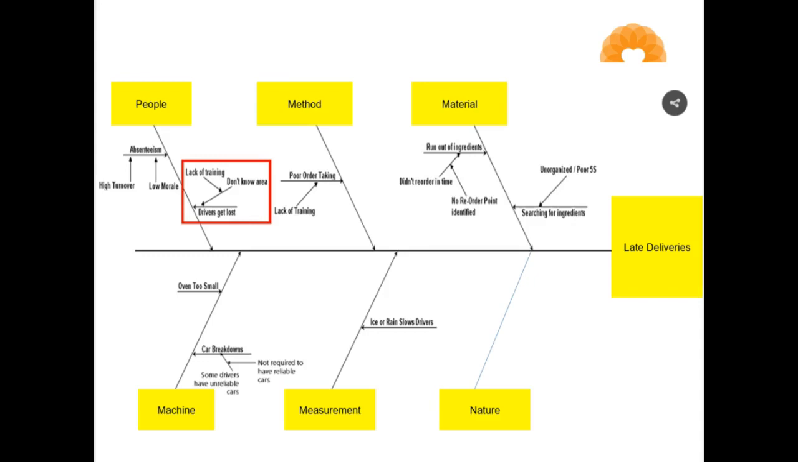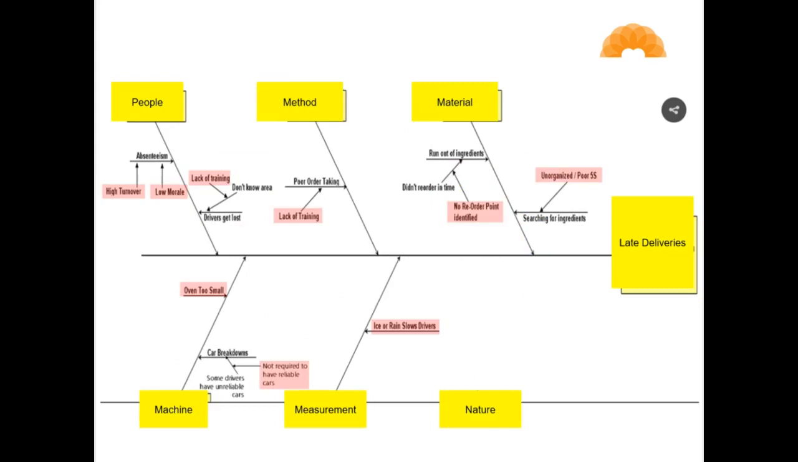And here we have a bit more detail. So late deliveries, materials were running out of ingredients. Why? Because we didn't order in time. Wow, we didn't order in time because there's no reorder point identified. Nobody has like a red card that says, hey, you're getting low on this ingredient. We need to reorder it now before we run out and have late deliveries. That was very useful.